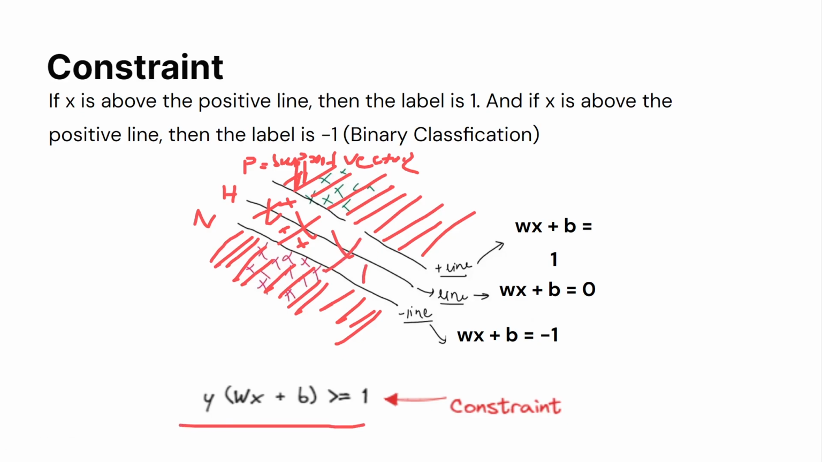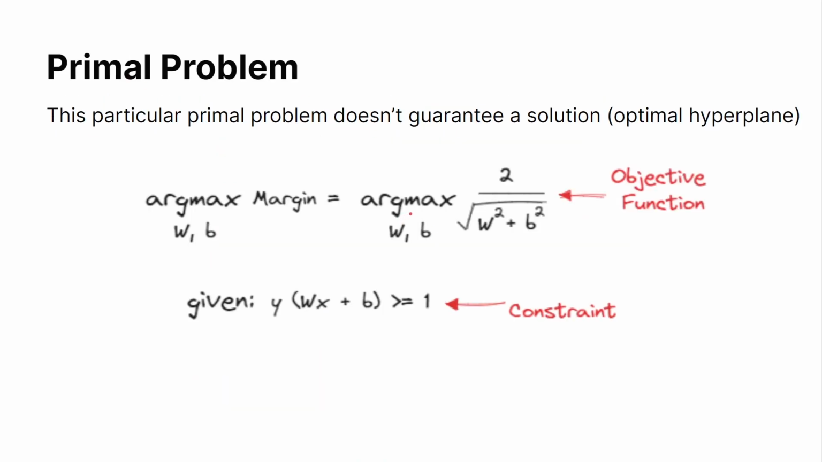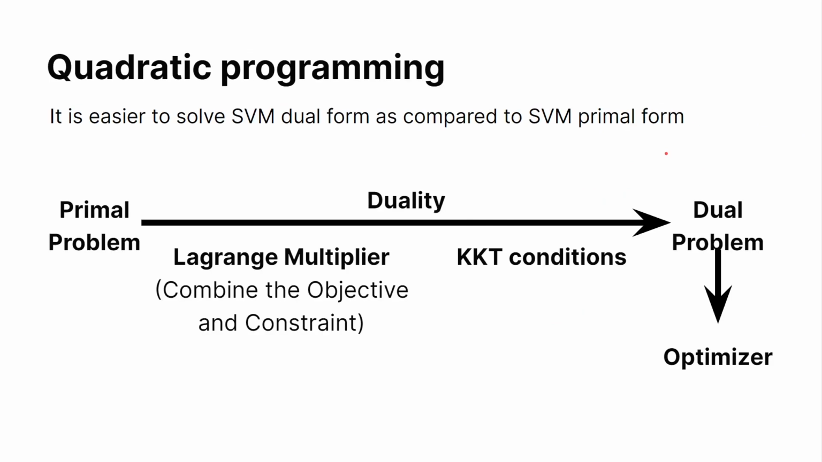And now we have this constraint, plugging this into the w function, and we have this constraint. In SVM, this is our primal problem. But the thing with primal problems is we will never be able to find the optimal hyperplane. So what we want to do is transform the model into another kind of problem through the duality function.